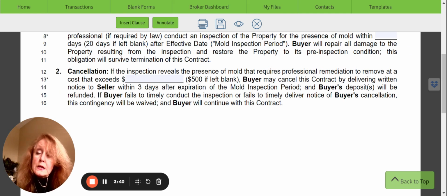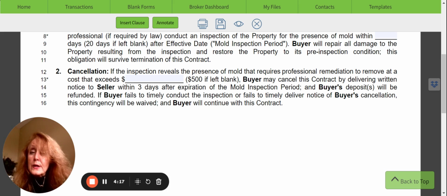Paragraph 2, cancellation provision in here. If the inspection reveals the presence of mold and requires professional remediation to remove it at a cost that exceeds a certain amount, and here it says $500, but it could be any amount specified. You put in $1, it could be $1, right? The buyer can cancel the contract by delivering written notice to seller within 3 days after the expiration of the mold inspection period. Okay, up here we talked about the mold inspection period. Say that's 20 days from the effective date.